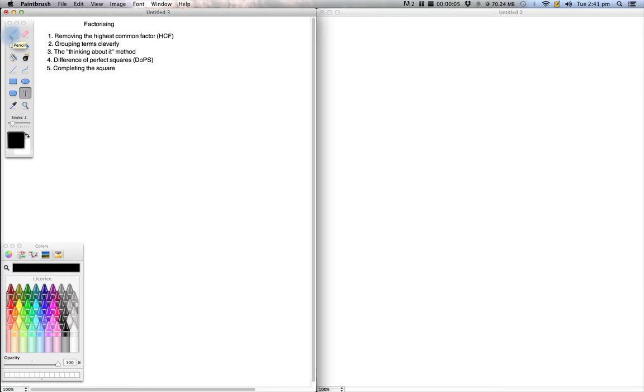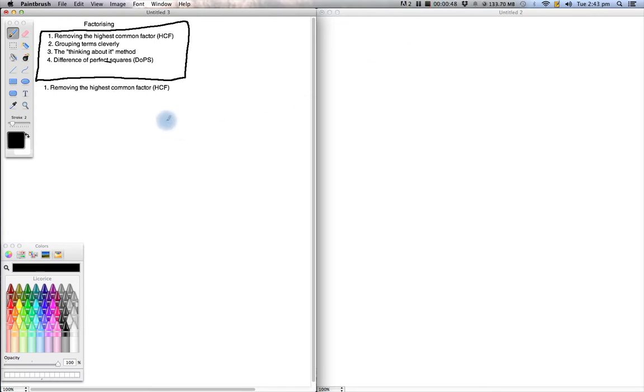Hannah. Okay, today we're looking at factorising, and we're going to be doing these things here to factorise expressions. We can remove the highest common factor, we can group terms cleverly, we can use the thinking about it method, we can use difference of perfect squares, which we learned a little bit about last time, or we can use completing the square. Now in this video we're not going to have time to cover completing the square, so we shall do that one last time. Let's maybe just cross it out for now. So we're doing that later. For now we're doing these four things here.